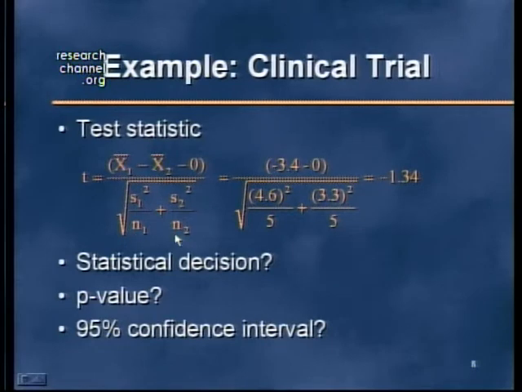So here the sample sizes happen to be the same, 5 in each. We saw that the estimates of standard deviation were 4.6 in drug and 3.3 in the placebo. So if we go through the math, we would take that observed difference in means of negative 3.4, subtract 0, divide by the standard error, and we would get a test statistic of negative 1.34. So how do we make some sense of that? How do we go about making a statistical decision?